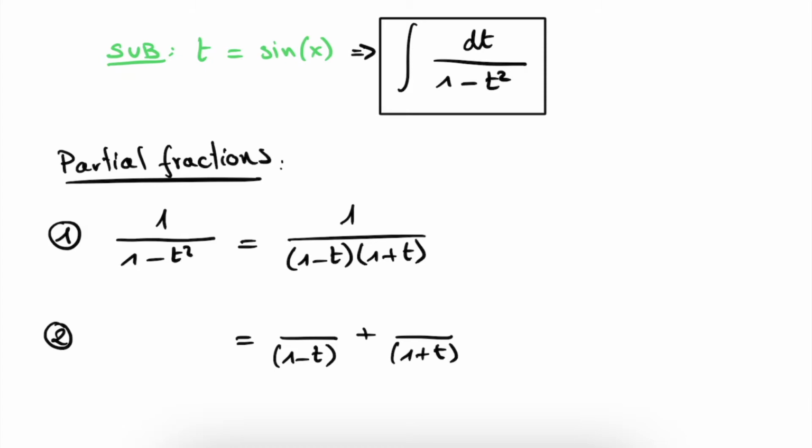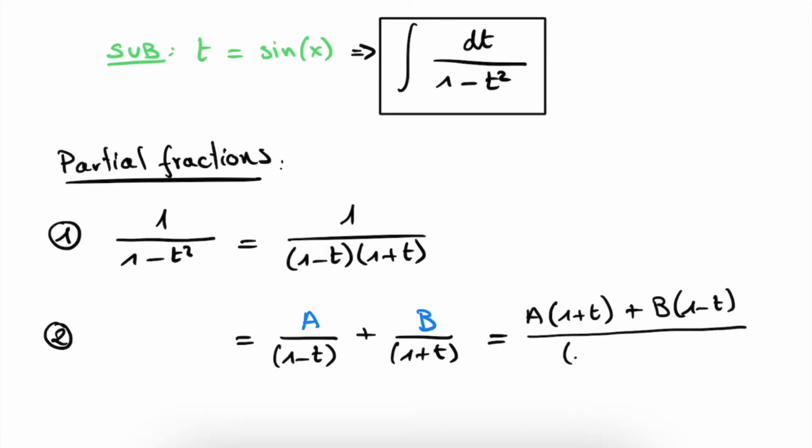However, now of course, we need to know what will come in the numerators. We simply write it as A and B. And of course, what we now are left to do is to find a value for A and B. And to do this, we simply write this sum again as one fraction. So we have this denominator times A, so we have A times 1 plus t, plus this denominator times B, so we have B times 1 minus t, divided by the product of our two denominators, which is, of course, the same product as we had in the beginning.